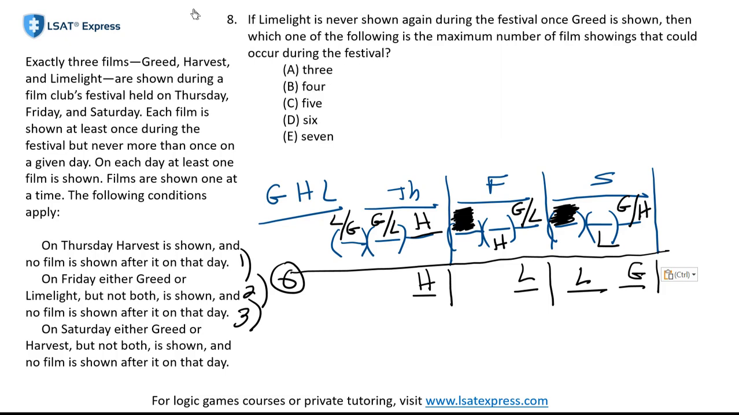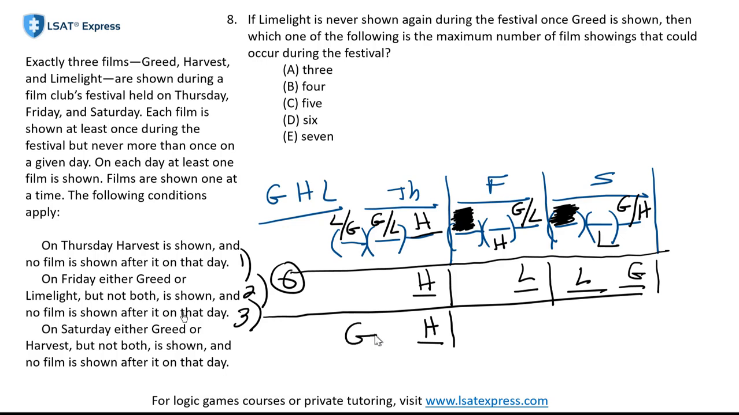If L is never shown again once G is shown, we want to know the maximum number of film showings. So what do we have here? If L is never shown again after G is shown, what's the maximum number of film showings that there could be? Well, let's reason our way through this. And here I'm going to underline this. I'll bring down what we have from the master sketch.